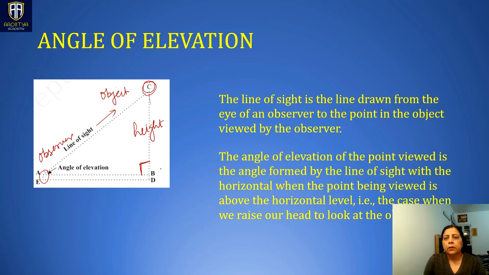Vertical height. Now the line of sight is a line drawn from the eye of an observer to the point in the object viewed by the observer. So this is our line of sight, which is the direct link between the eye of the observer and the object. The angle of elevation of the point viewed is the angle formed by this line of sight with the horizontal when the point being viewed is above the horizontal level. So the object is at some height, this is the height, and we are looking at that object from the ground, horizontal level. In that case, when we raise our head to look at that object, this angle in this right triangle is called angle of elevation.